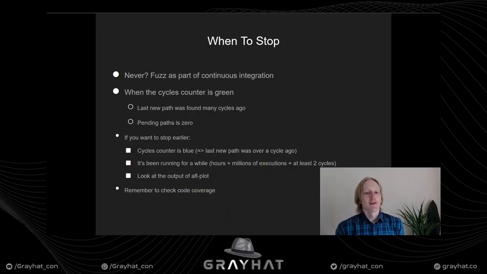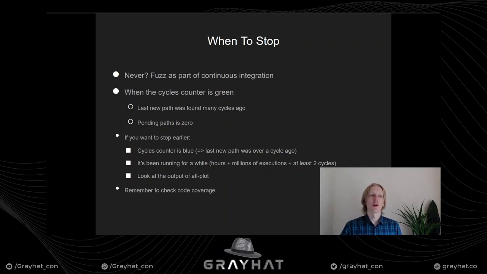Is another indicator. Sorry, there are some other conditions before it goes blue as well. It has to have met some minimum amount of fuzzing. You can also look at the output of AFL plot. This is a really nice little tool that will show you the progress of your fuzzing campaign over time, and you just use your intuition to decide whether you think now is a good time to stop or not.